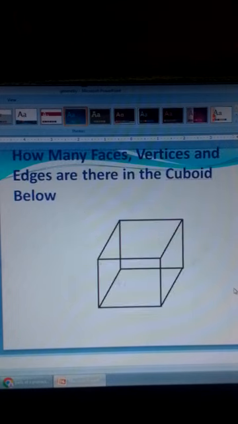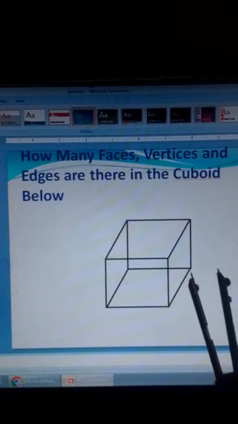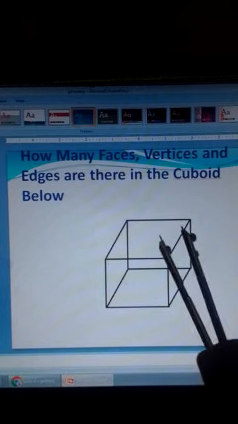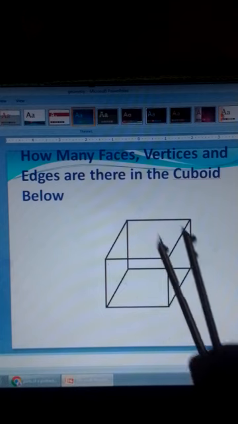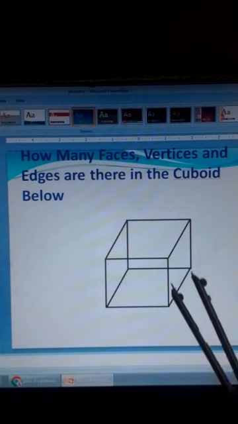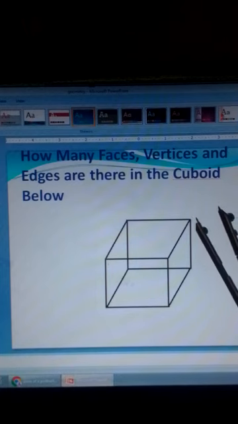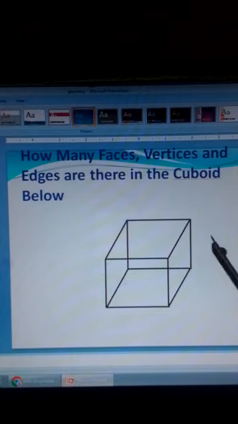And then we are supposed to find the number of faces, number of vertices, and number of edges on a given figure. This is a cuboid. Alright, it has faces. These are face, face, face, face. It also has edges. This is an edge, an edge, an edge, an edge like that. And it also has vertices. This is a vertex, this is a vertex, vertex, vertex. The remainder are called vertices.